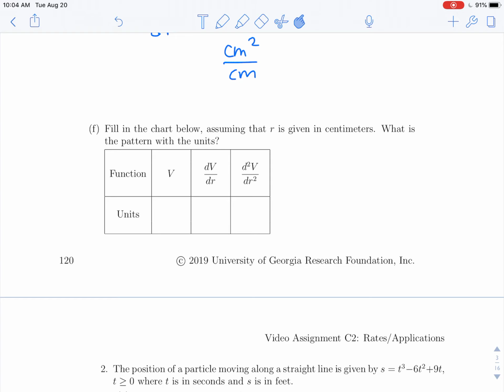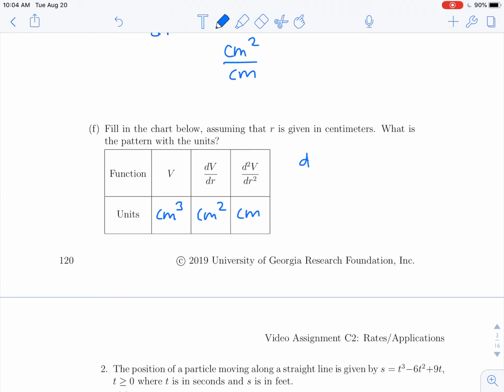Part F says fill in the chart below, assuming that r is given in centimeters. What is the pattern with the units? So V has centimeters cubed, dV over dr has centimeters squared, and then d squared V over dr squared has units centimeters. And so the number of centimeter products in the units is decreasing by 1 each time we take a derivative. And so if we were to take another derivative, we wouldn't have any units.